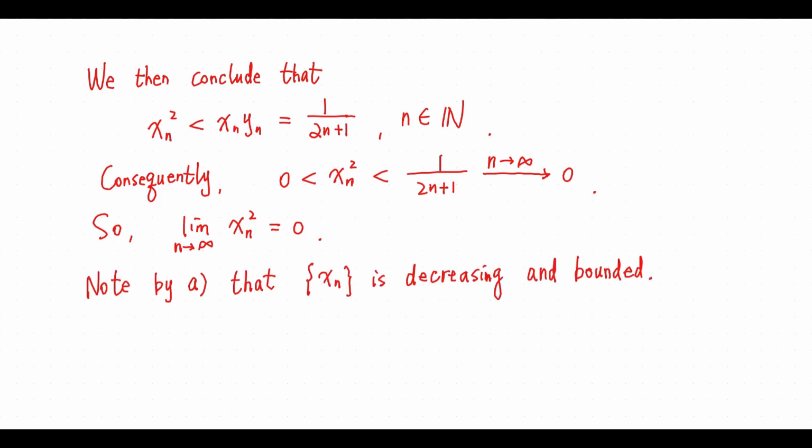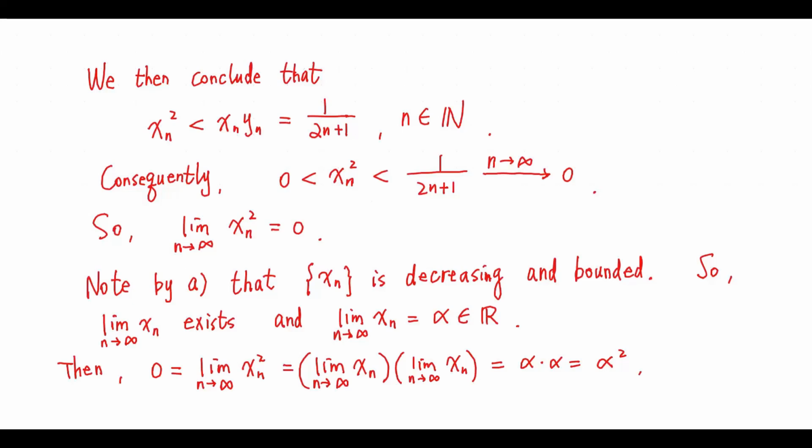Note that the sequence xn is decreasing and bounded. So the limit of xn exists. Let the limit of xn equal alpha. Then alpha is a real number. So the limit of xn squared equals the limit of xn times the limit of xn. This gives alpha squared equals 0. So alpha equals 0. This says the limit of xn equals 0.